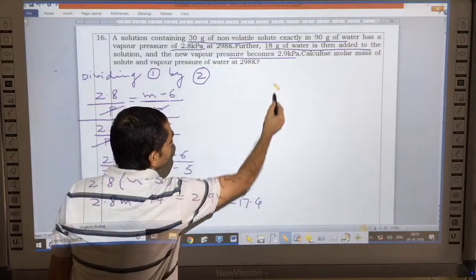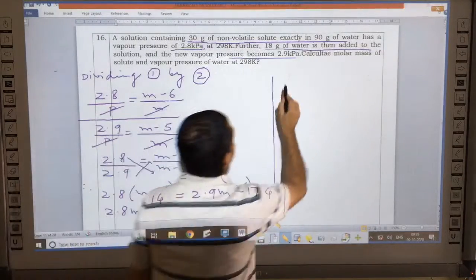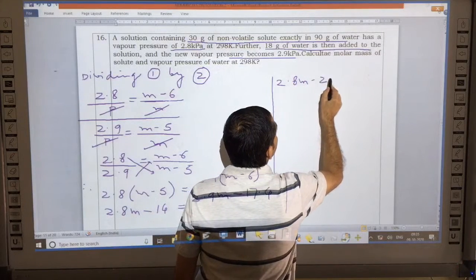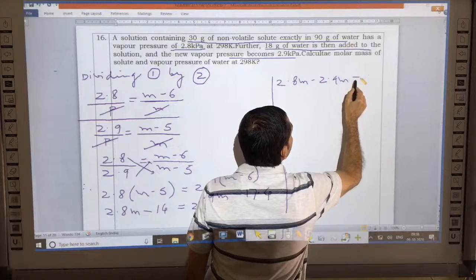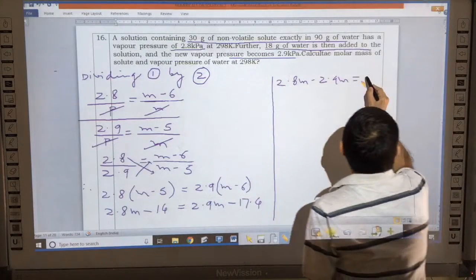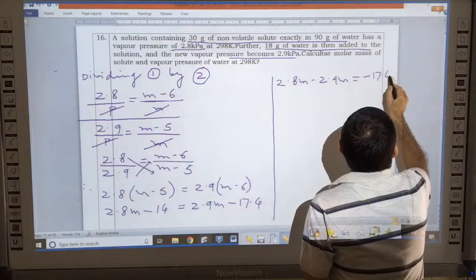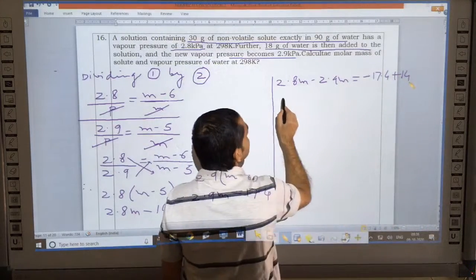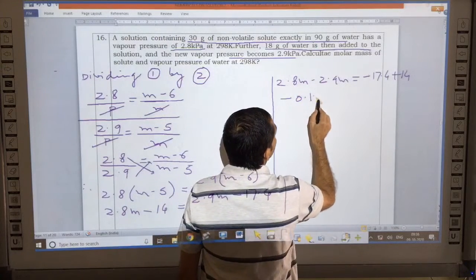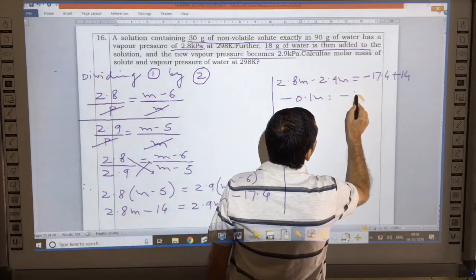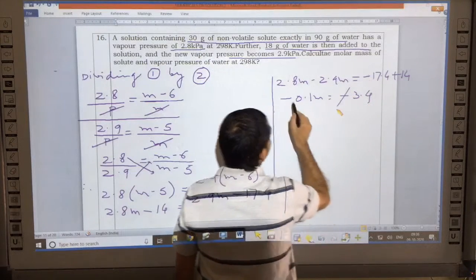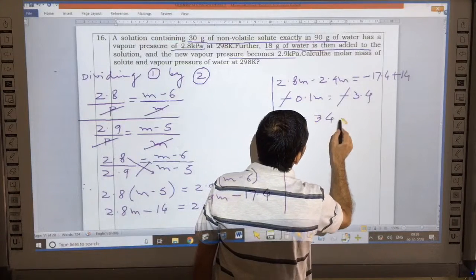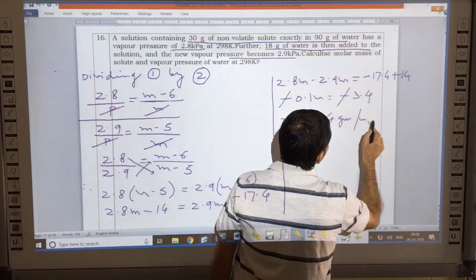Okay, let us solve it over here. Or we will get 2.8 M minus 2.9 M is equal to minus 17.4 plus 14. You will get the answer. This is minus 0.1 M is equal to minus 3.4. Minus minus get cancelled. M, molar mass, we have got 34 gram per mole. First part is over.